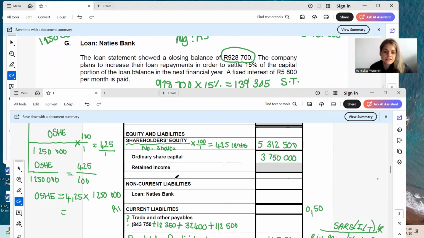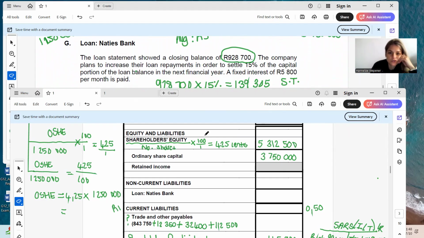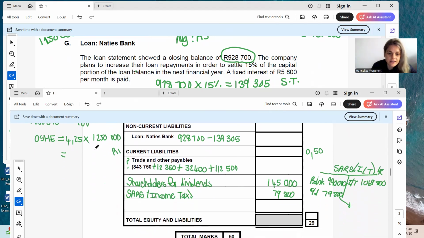Then the loan. They are saying that my loan, according to the statement, is 928,700. But we then said that we need to take into account that we are going to repay some of this during the next financial year. So we're going to remove from this amount the short-term portion, and we are going to reclassify that as a current liability, short-term portion of loan.